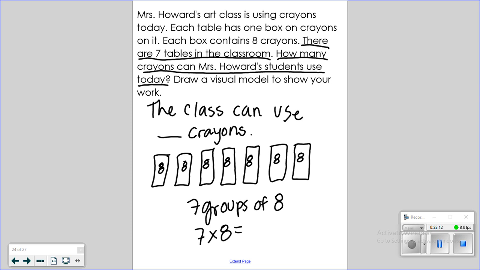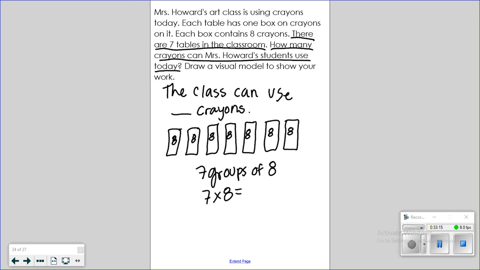Brayden, you think you know the other math equation? Go for it. 8 plus 8 plus 8 plus 8 plus 8 plus 8 plus 8. Yes! 1, 2, 3, 4, 5, 6, 7. We could literally do 8 plus 8 plus 8 plus 8 plus 8 plus 8 plus 8, over and over again.